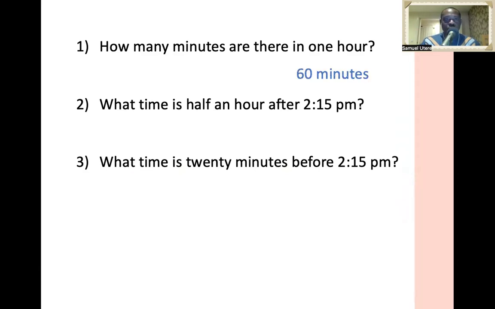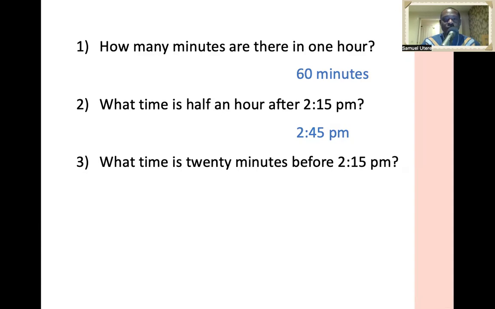So for the first one, you were asked, how many minutes are there in 1 hour? There are 60 minutes in 1 hour. And then next, you're asked, what time is half an hour after 2:15? So 2:15 to 2:30, you've just used up 15 minutes. So you're left with another 15 minutes. So from 2:30, using up another 15 minutes will take you to 2:45 p.m.